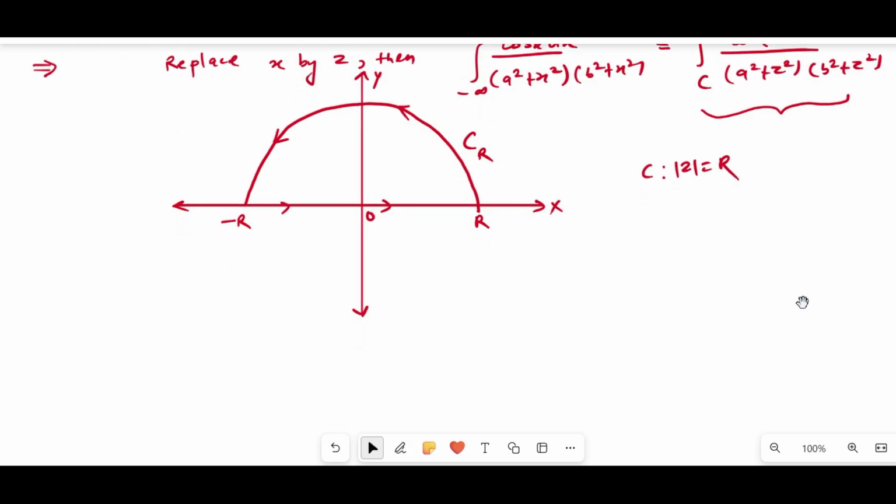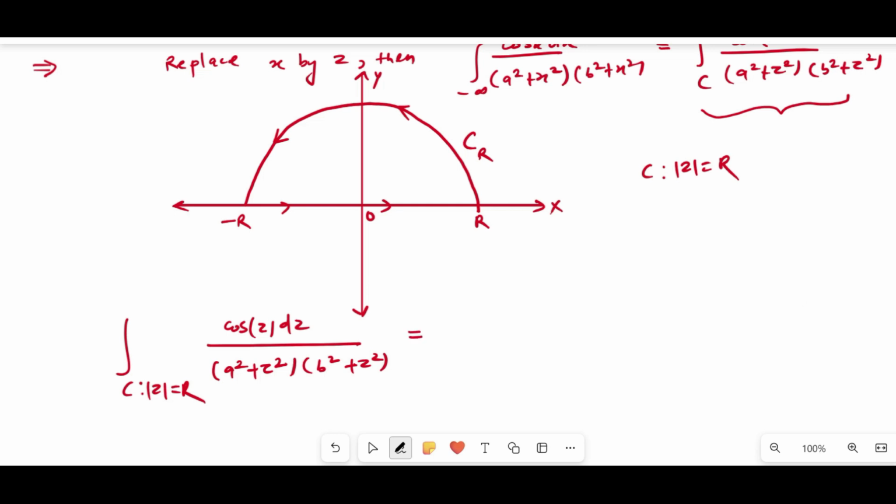So now further, this whole integration over the curve C, that is mod of z equals r, of cos of z dz over (a squared plus z squared)(b squared plus z squared), will be equal to the sum of the integral over the real axis from negative r to r of f of x dx plus the integral over the curve having radius r of f of z dz. So that is, let us suppose, equation number 1.